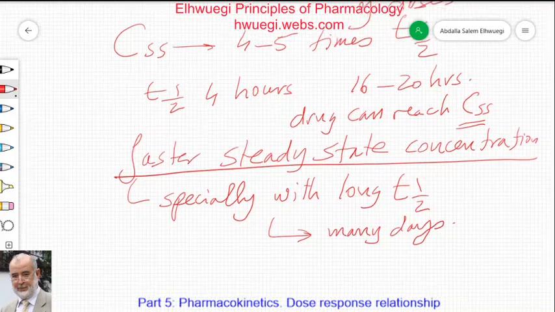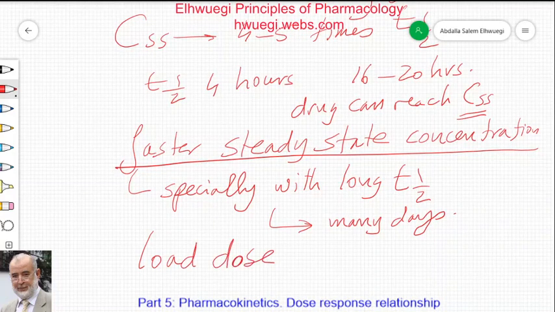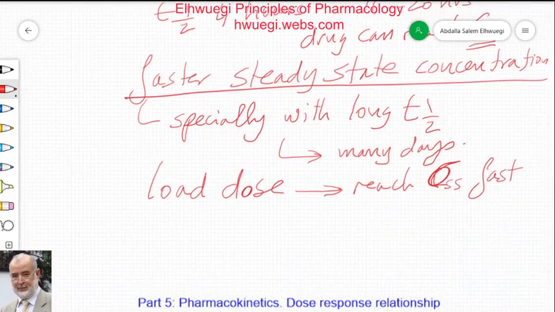So what they do in this case, they give what's known as a loading dose. They give a high dose, maybe 5 times, 6 times the normal therapeutic dose to boost the concentration of the drug in the body, in the plasma, and to reach steady state concentration fast. Maybe instead of 10 to 12 days, it might take 1 or 2 days. This is the very famous loading dose.